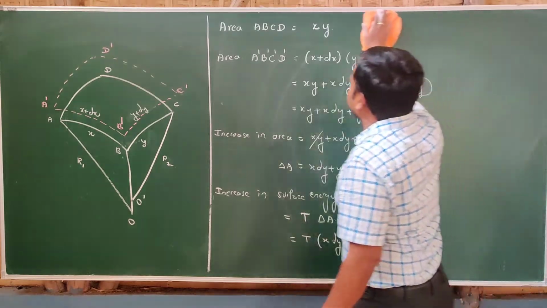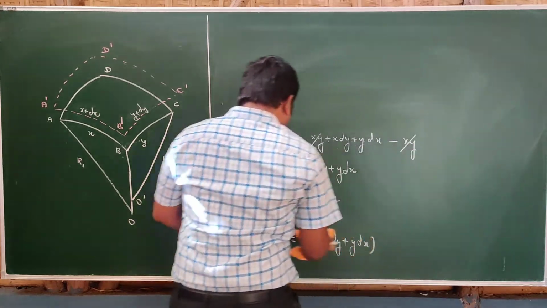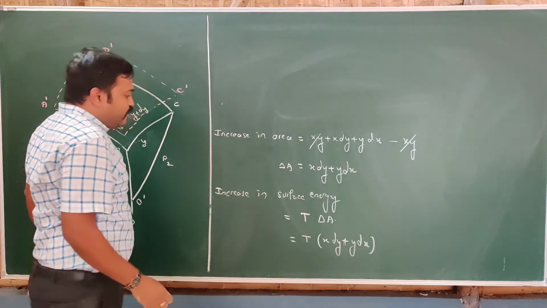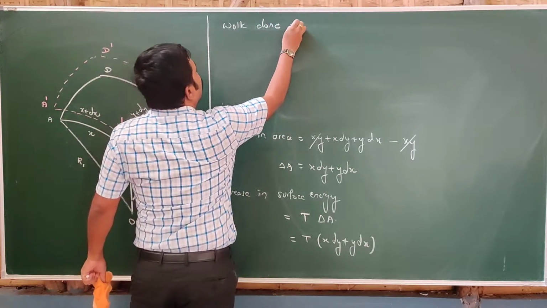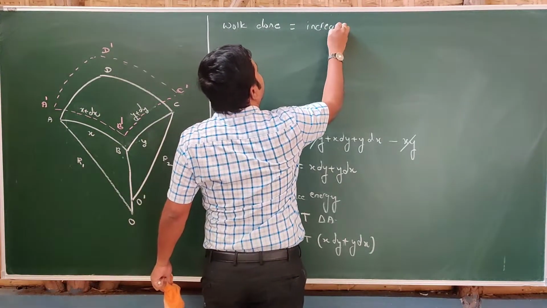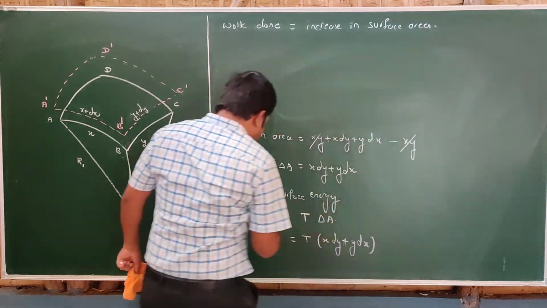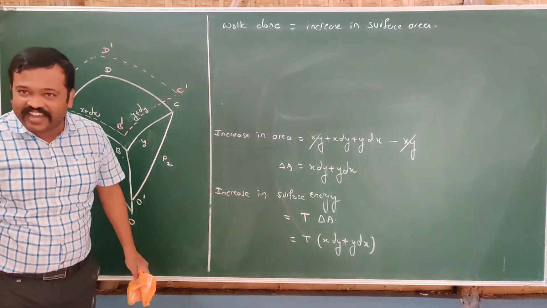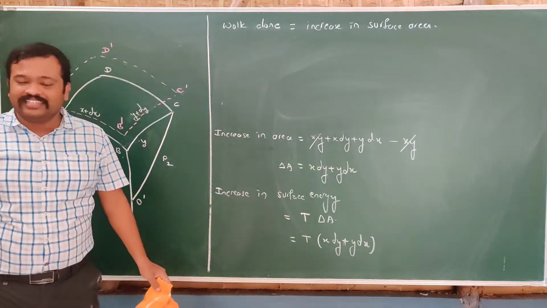So do you understand what we are doing in this derivation? Next, I'll be going with the increase in surface energy. We got this much. Let us go ahead with work done. We know that surface energy is nothing but work done to increase the surface area. That is the reason we can say that work done can be equated with the increase in surface energy.